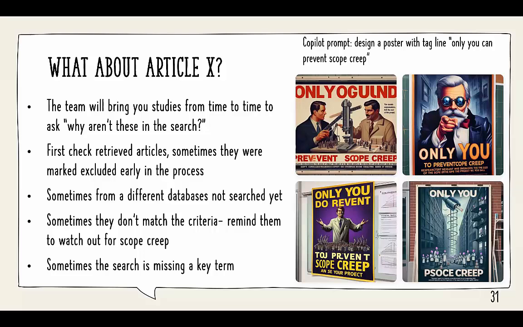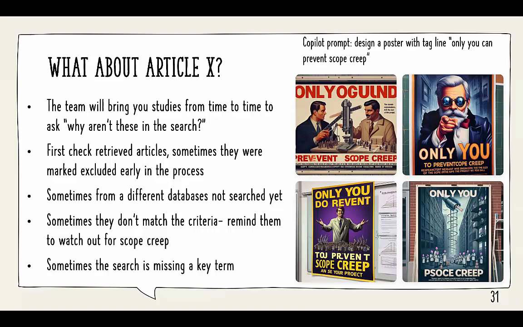And I'm going to go on to the next here. And so what about Article X? This is where that team brings you that article. And sometimes they'll say, why isn't this in the search? And so the very first thing I'll do is go and check the search, because sometimes they will mark it excluded very early in the process. It could be that the abstract was just not written well.